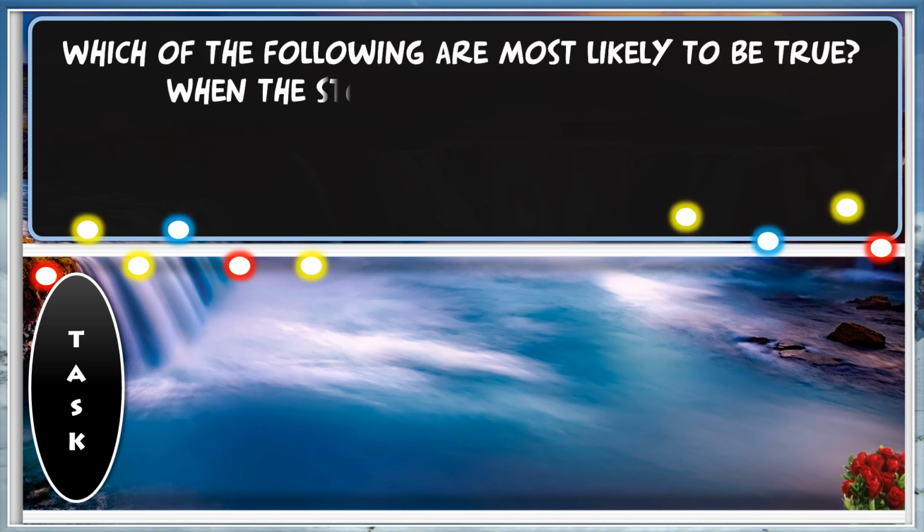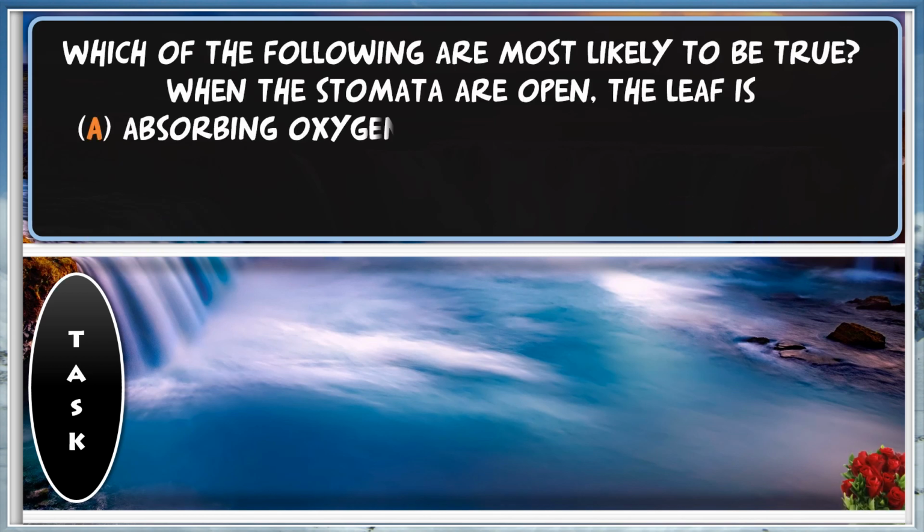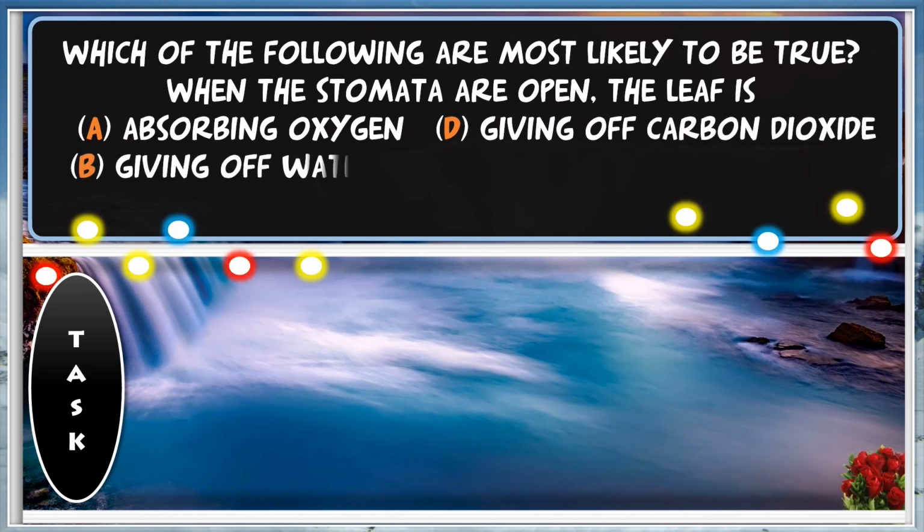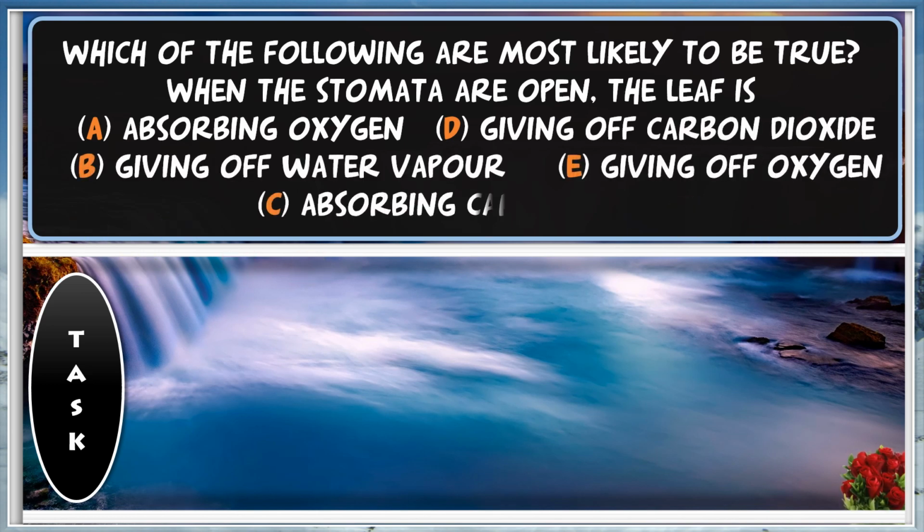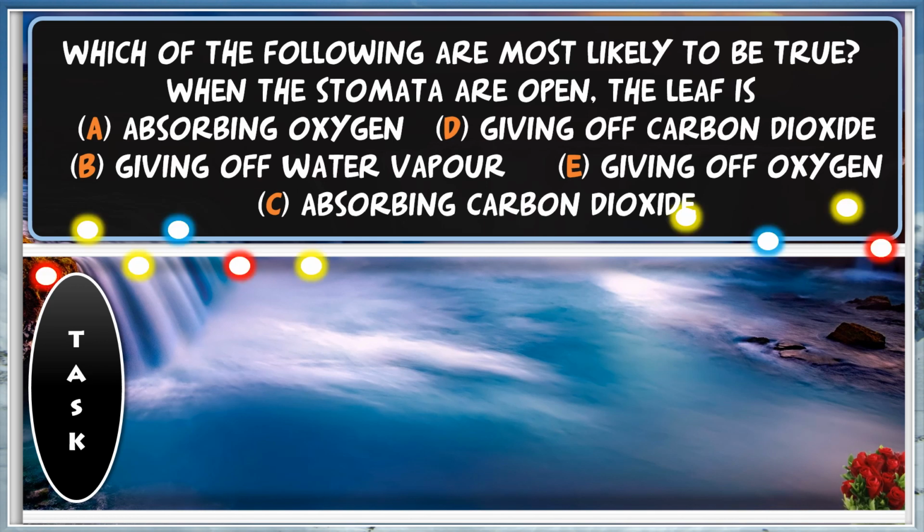Which of the following are most likely to be true when the stomata are open? The leaf is A. Absorbing oxygen. B. Giving off water vapor. C. Absorbing carbon dioxide. D. Giving off carbon dioxide. E. Giving off oxygen.